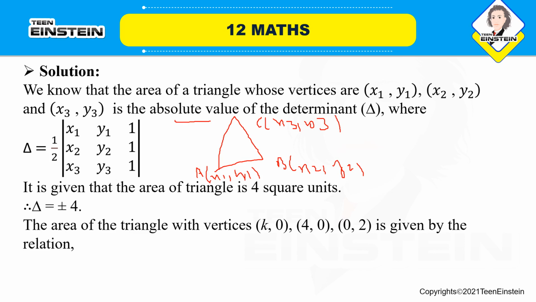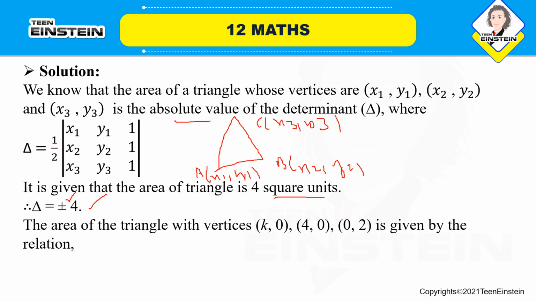So in the problem, it is given that the area of the triangle is 4 square units. In the remark, we have studied that if the area is given, then we have to use both positive and negative values of the area for computational purposes. Therefore, delta equals plus or minus 4. We are taking delta equal to plus or minus 4. We are going to find the area of the triangle whose vertices are given by k comma 0, 4 comma 0 and 0 comma 2.